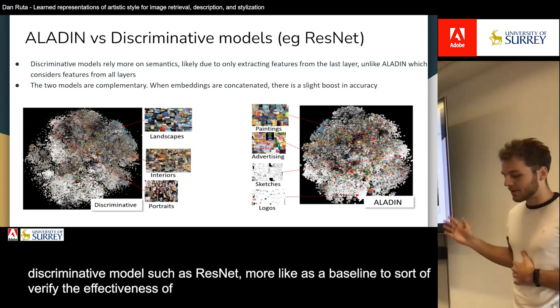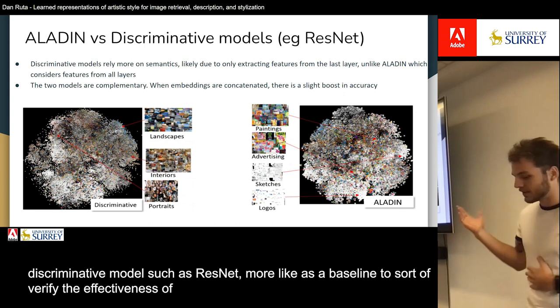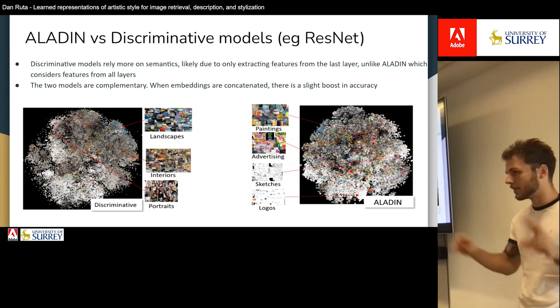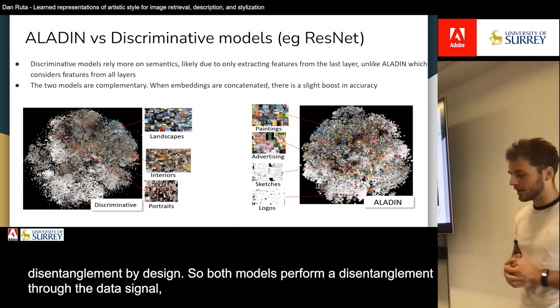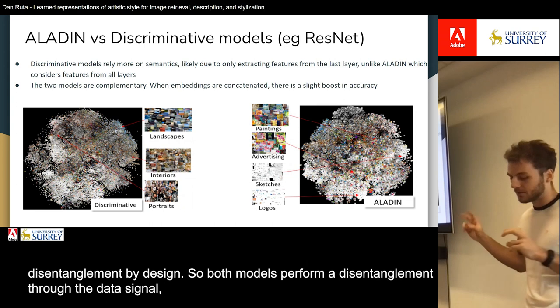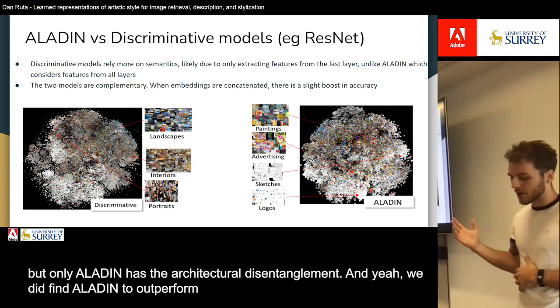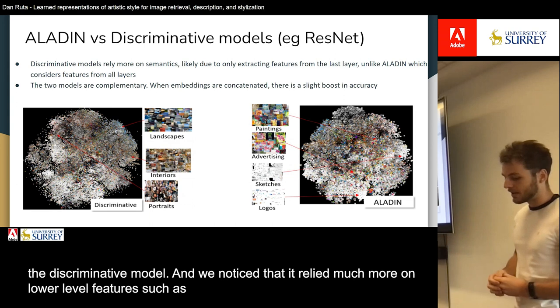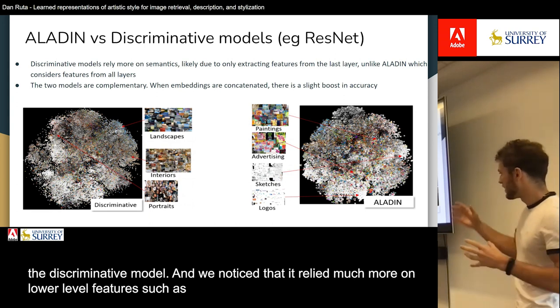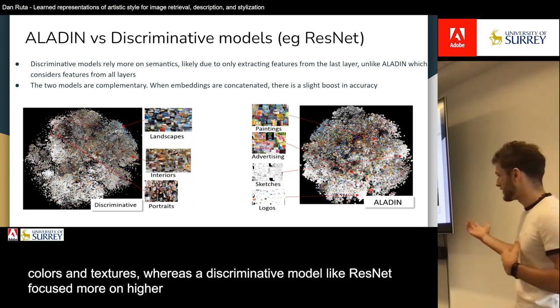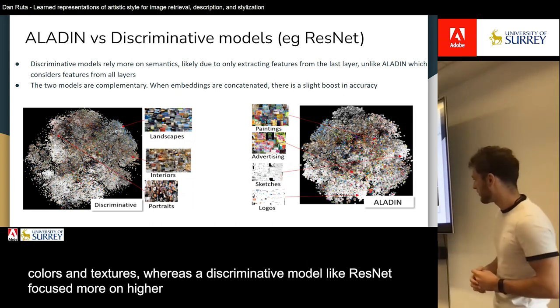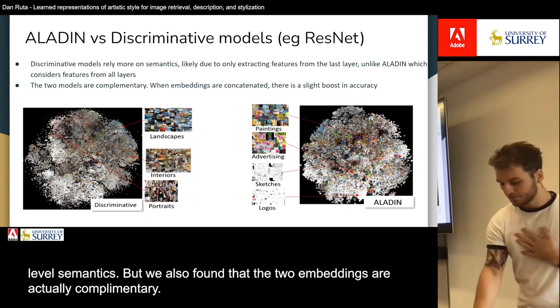And we also further experimented with a discriminative model, such as ResNet, more like a baseline to verify the effectiveness of the disentanglement by design. So both models perform the disentanglement through the data signal, but only ALADIN had the architectural disentanglement. And yeah, we did find ALADIN to outperform the discriminative model, and we noticed that it relied much more on lower level features such as colors and textures, whereas a discriminative model like ResNet focused more on higher level semantics.